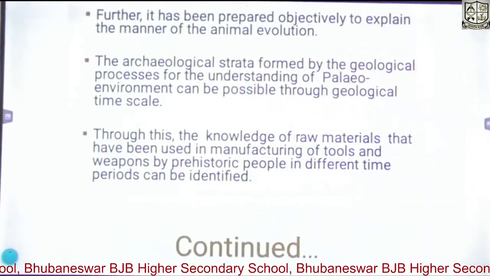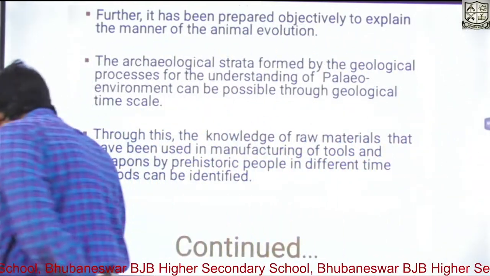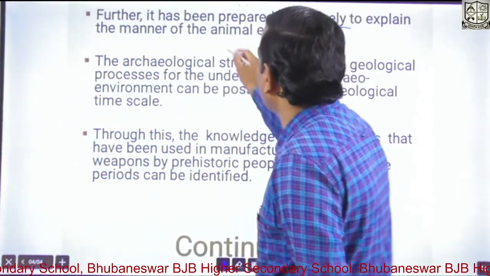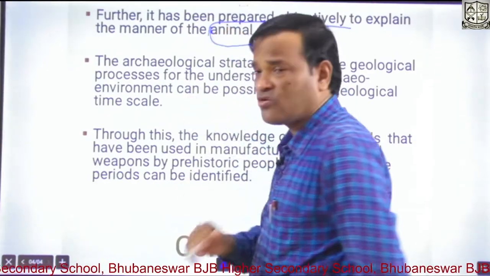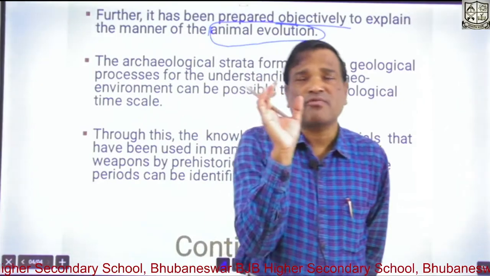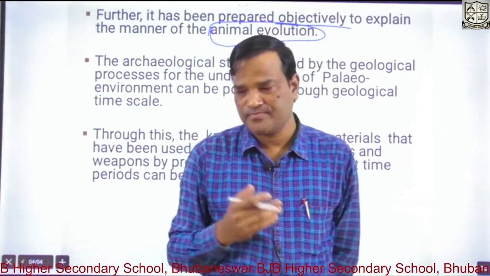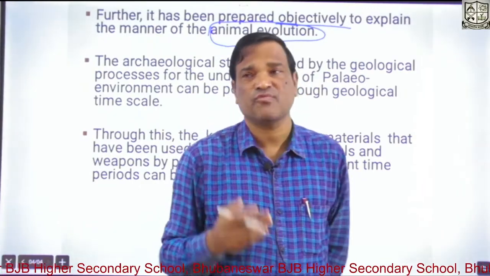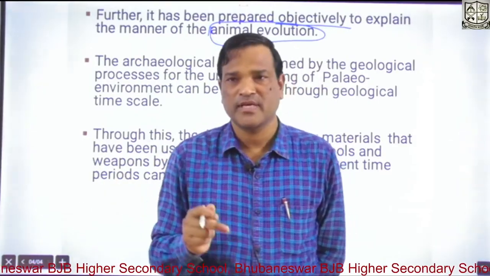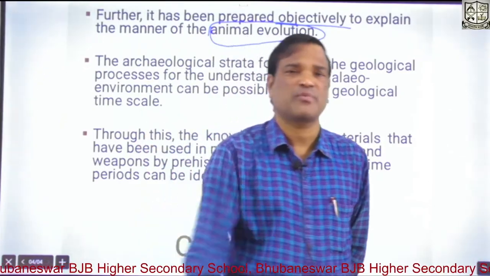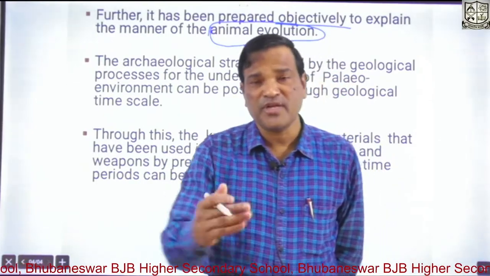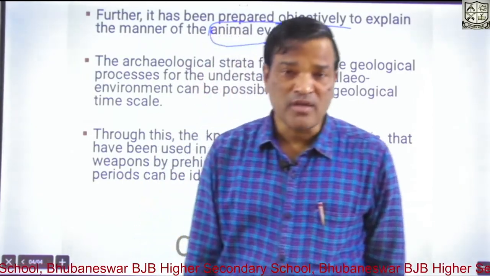Further, it has been prepared objectively, to explain the evolution of animals, different animals, not only human evolution but also all animal evolution. In which particular time period a particular animal, a particular species, was developed, as we know, from the simple form of life to complex form of life, homogeneous to heterogeneous conditions of life. The time period of that particular species can be analyzed with the help of the time scale.